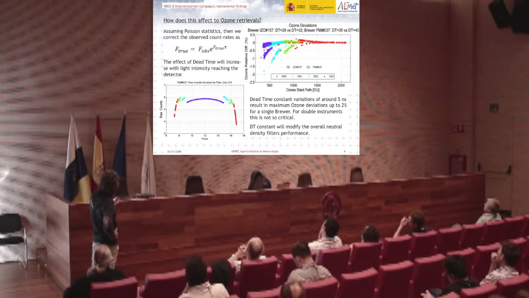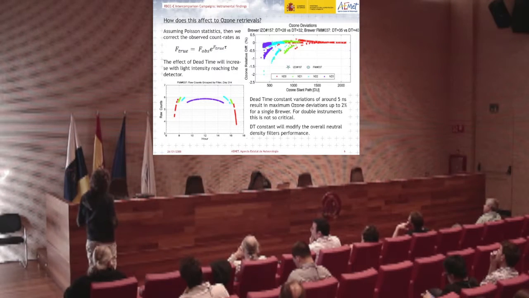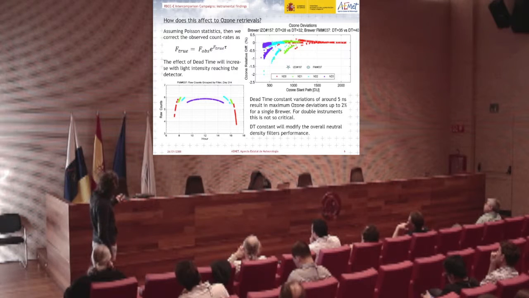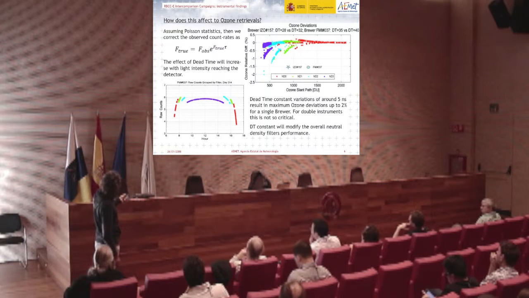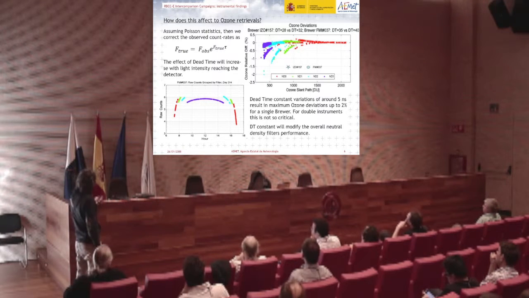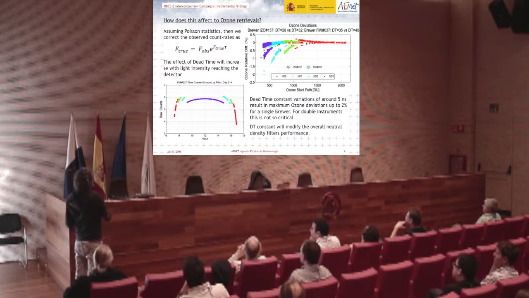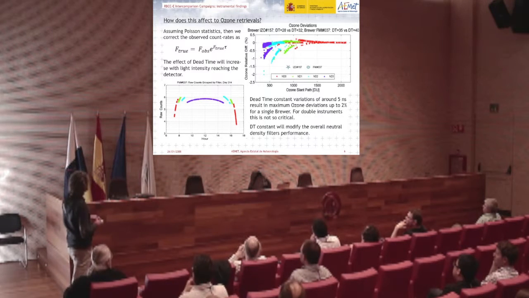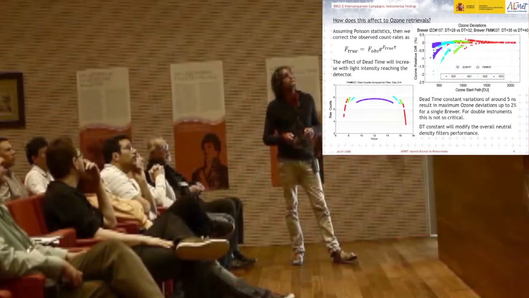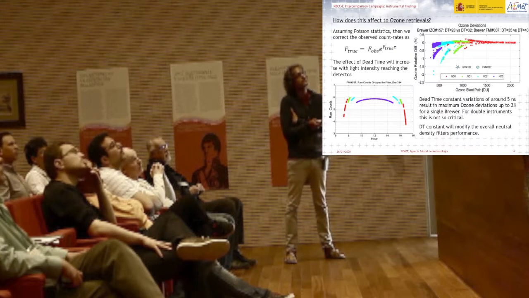And when changing the neutral density filter, we see a change in the intensity of light, and according to this, we see the change in ozone also. So we can deduce from this that the dead time will modify the overall neutral density filter's performance. So how do we determine the dead time?